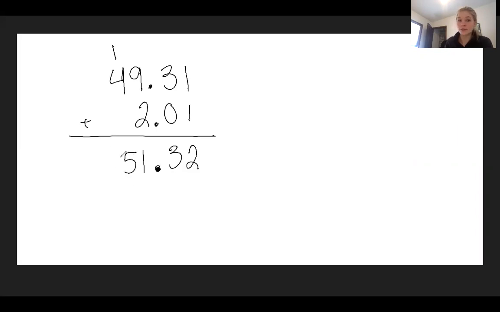So if I was at the grocery store and I had these two items rung up, my grand total would be $51.32 or 51 and 32 hundredths. But in this case, we're talking about some money. All right, let's try a different one. And I want you to pause the video and see if you can figure it out by yourself.